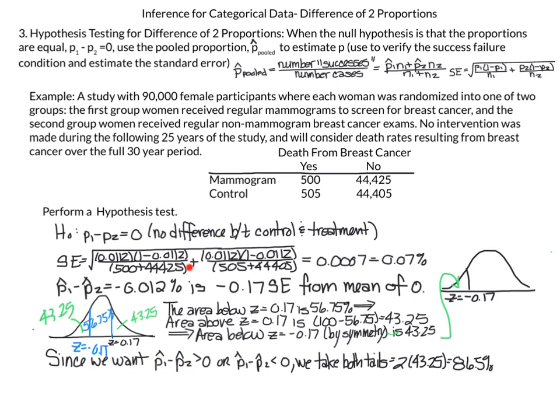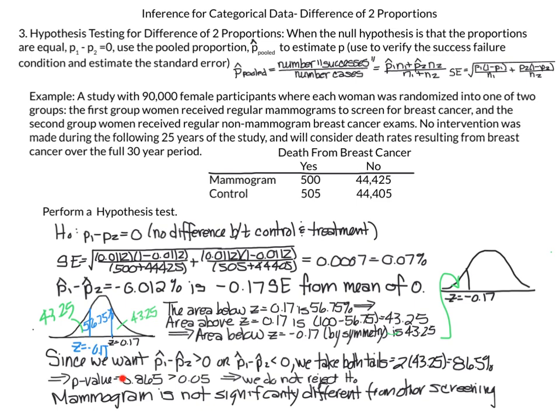Since we're trying to determine whether or not p1 minus p2 is equal to 0, these two areas here represent when p1 minus p2 is not equal to 0. In other words, we need to take the case where p1 is greater than p2 or p2 is greater than p1. So we're looking at p1 minus p2 greater than 0 or p1 minus p2 less than 0. So we take both tails. That's 2 times 43.25, which is 86.5%.